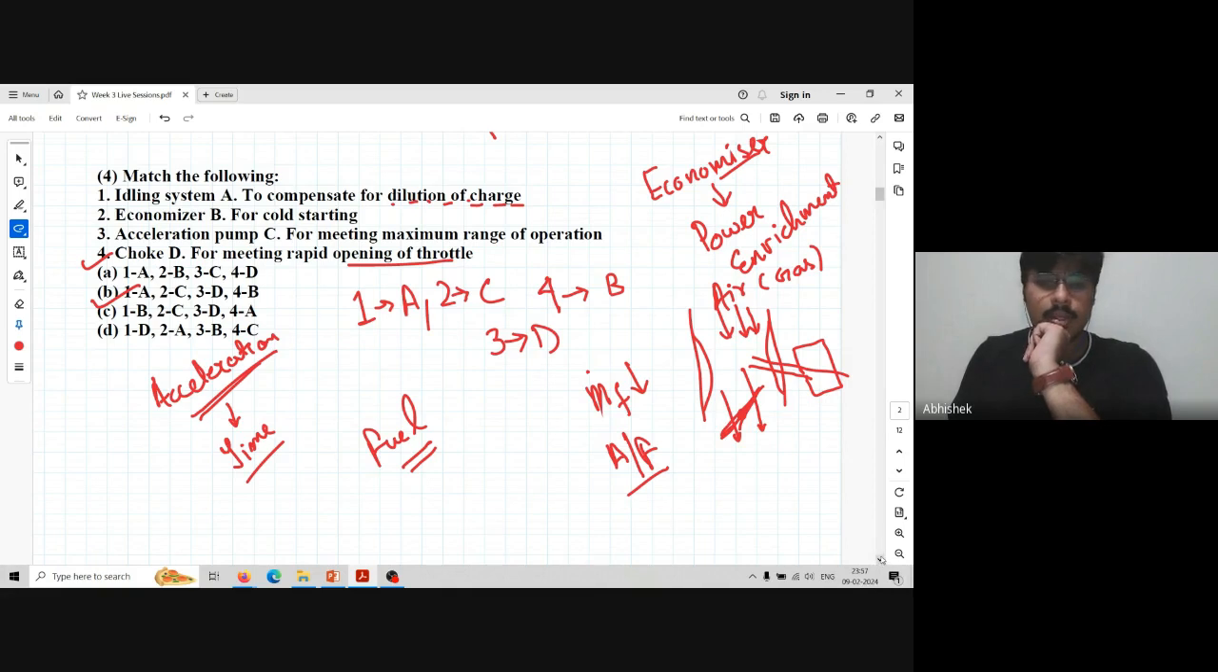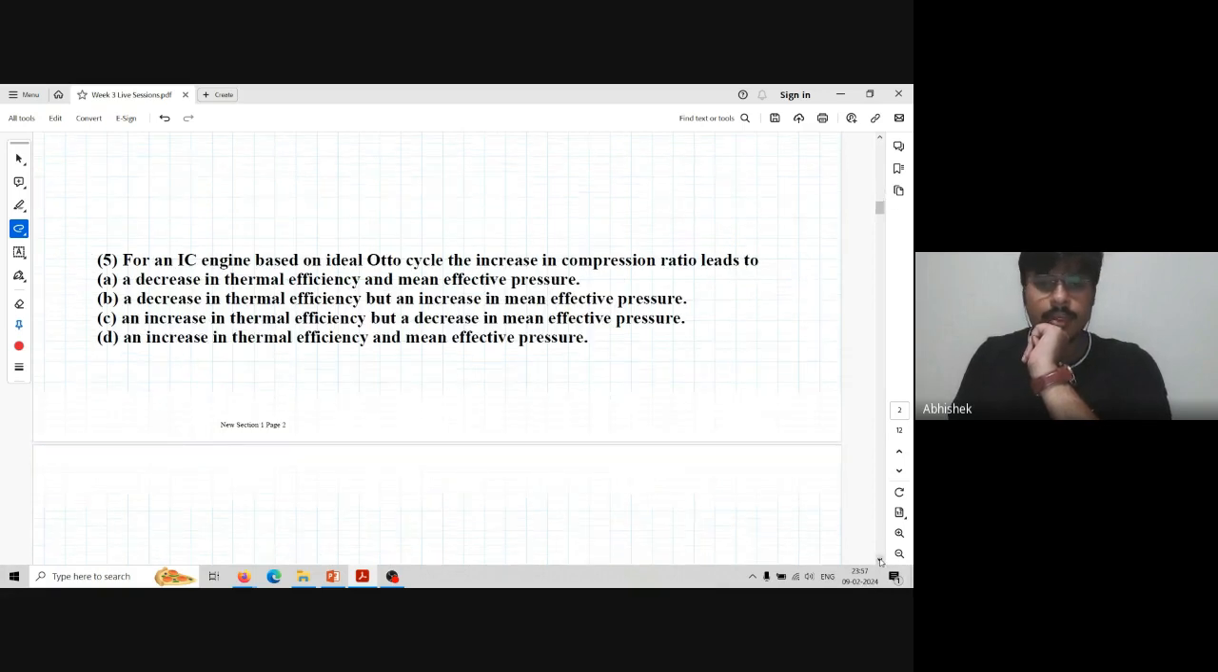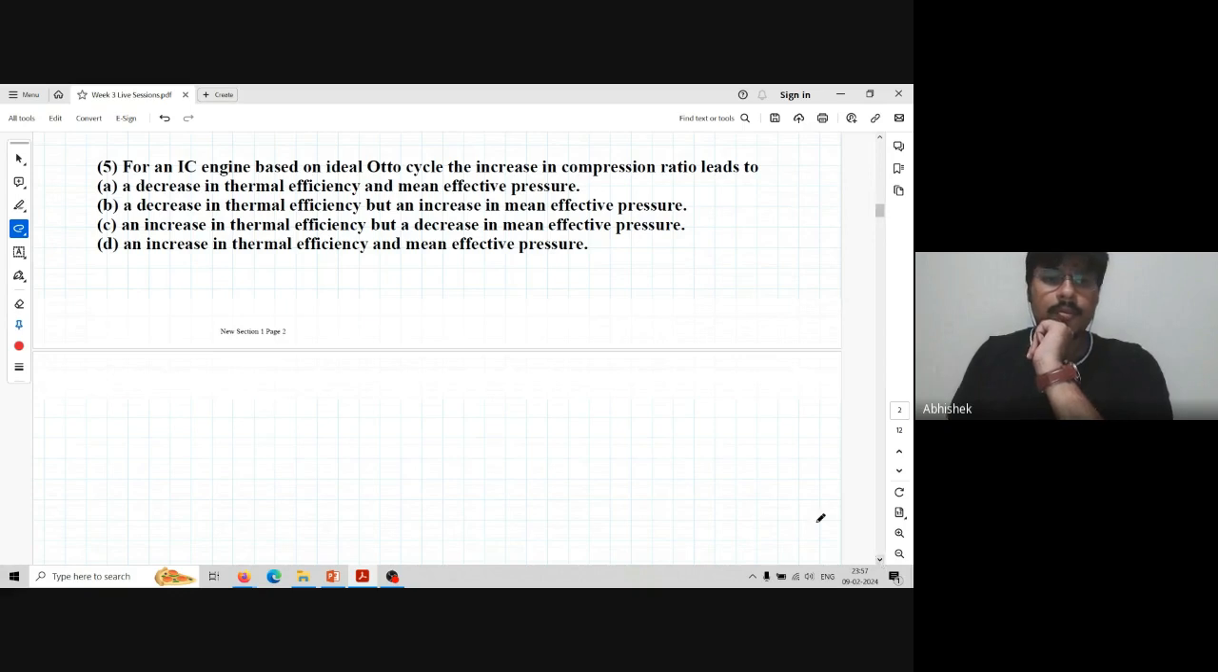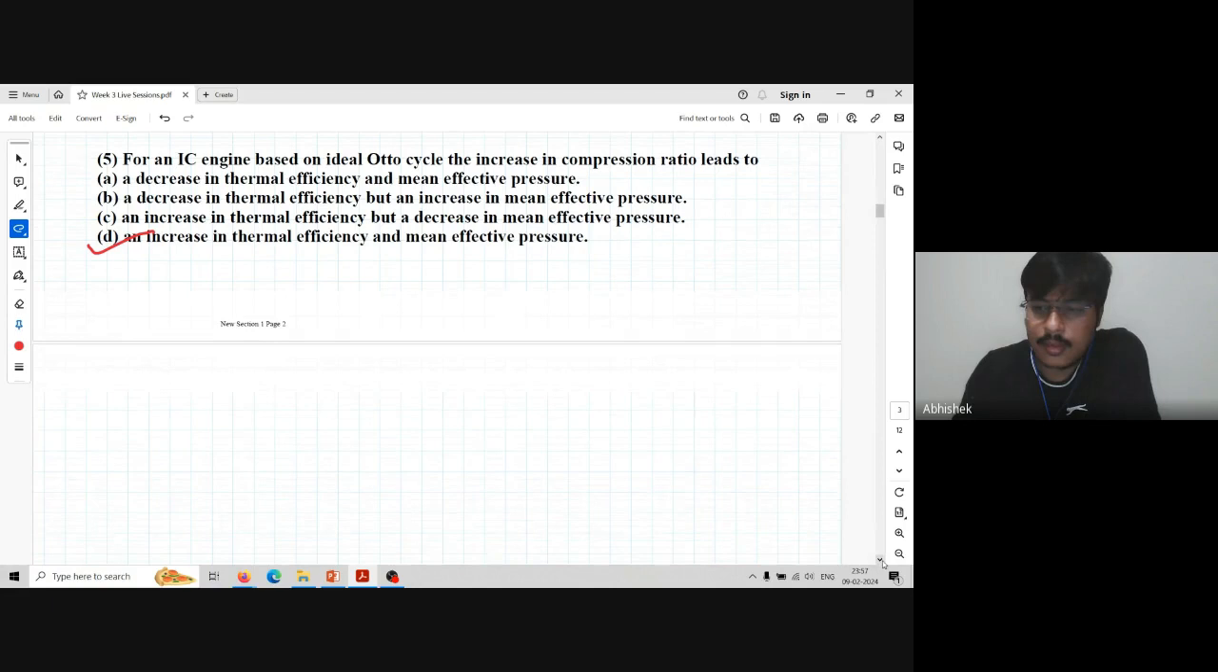Just remember all the functions, then you can answer this type of question. Not a big deal. Question number 5. For an IC engine based on the ideal Otto cycle, the increase in the compression ratio leads to what? Decrease in thermal efficiency and mean effective pressure; decrease in thermal efficiency but an increase in mean effective pressure; an increase in thermal efficiency but decrease in mean effective pressure; or increase in thermal efficiency and increase in mean effective pressure. What is the right answer? It should not take so much time. D, sir. D, correct. So no need to explain here. We'll move to the next.